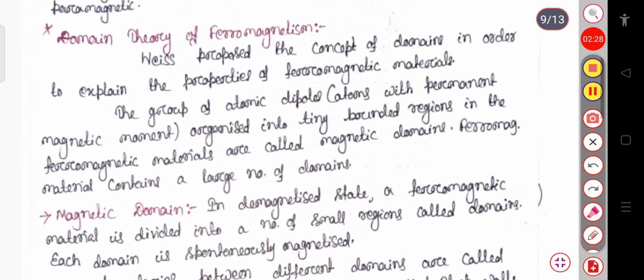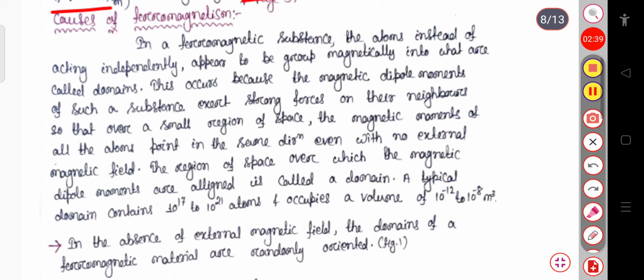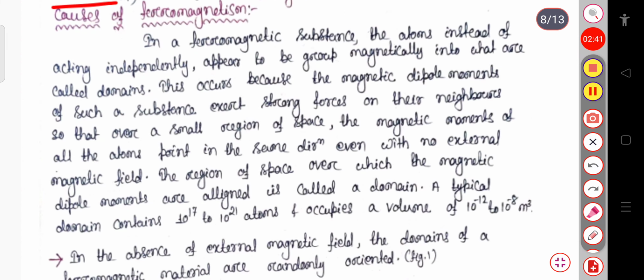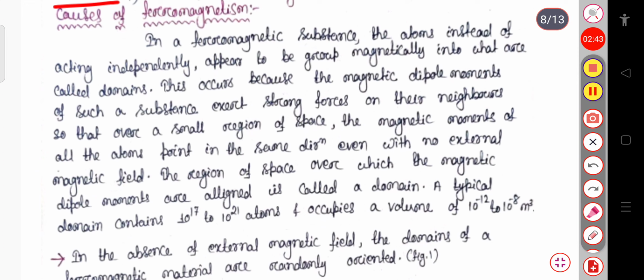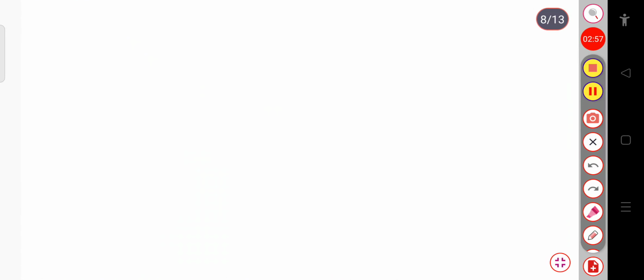Now let us first discuss the domain theory of ferromagnetism. Weiss proposed the concept of domains in order to explain the properties of ferromagnetic materials. Now let us see what domains are. What is the cause of ferromagnetism? In a ferromagnetic substance, the atoms, instead of acting independently, appear to be grouped magnetically into what are called domains.